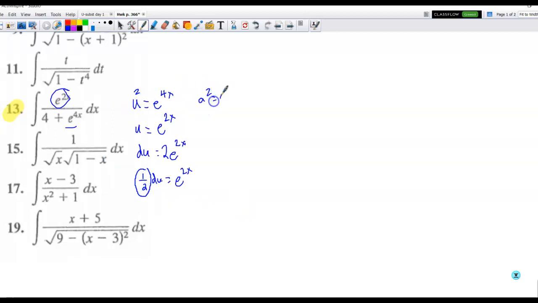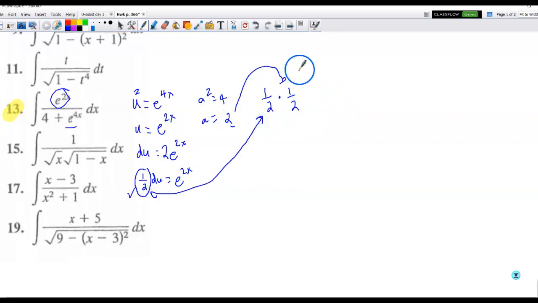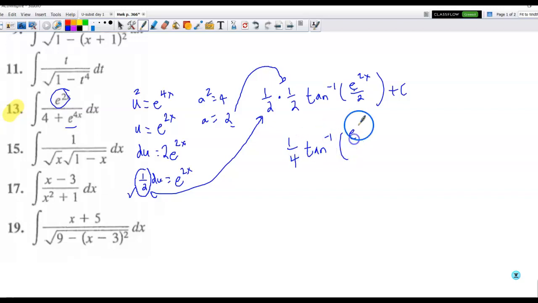A squared is going to be 4, and a is going to be 2. So I do have the format of inverse tangent, so I have the 1/2 from down here as a coefficient, times 1 over a, which is 2, so I have another 1/2. So this 1/2 comes from here, this 1/2 comes from here. Inverse tangent of u, my u is e to the 2x over a, and my a is 2, plus c. Simplify, that's 1/4 inverse tangent of e to the 2x over 2 plus c. So that takes care of the first set of problems.